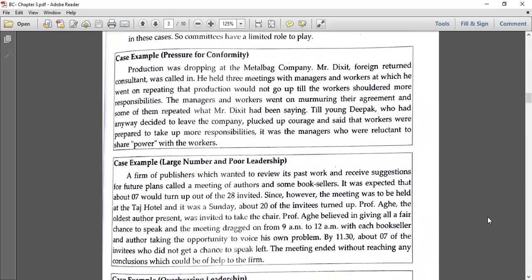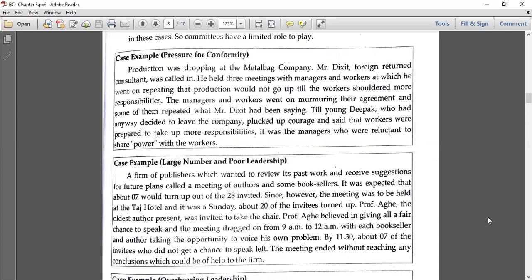So what is the case? Let's see an example. There is a pressure of conformity. Production was dropping at the metal bag company. Mr. Dixit, a foreign-returned consultant, was called in. He held 3 meetings with the managers and workers, at which he went on repeating that production would not go up till workers shouldered more responsibilities.